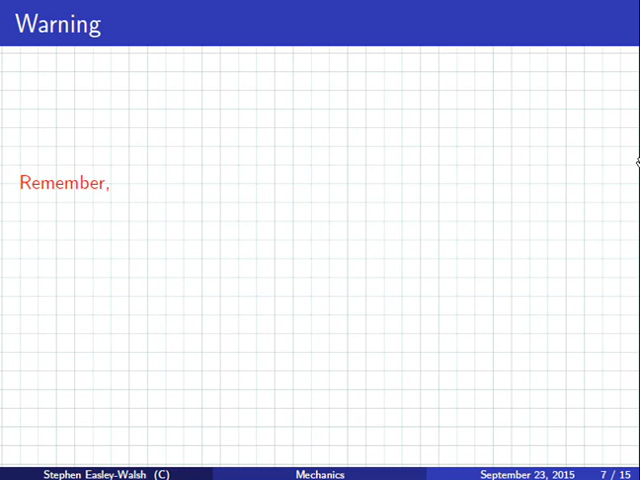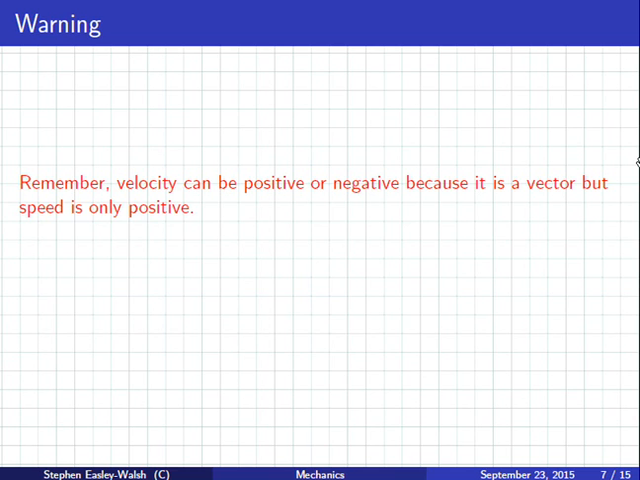So please remember this. I don't want you to write this because first I want you to listen. So really, really remember this. Velocity can be positive or negative, because it's a vector. But speed is only positive. Okay?